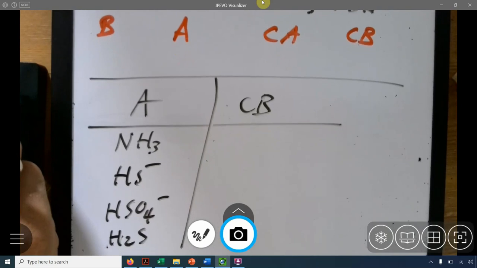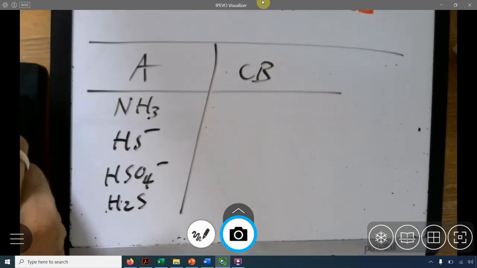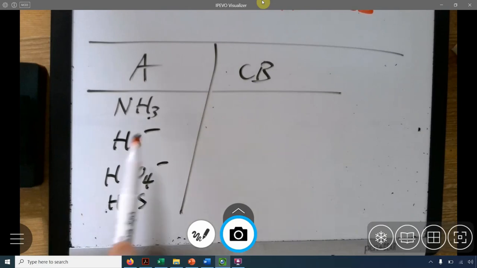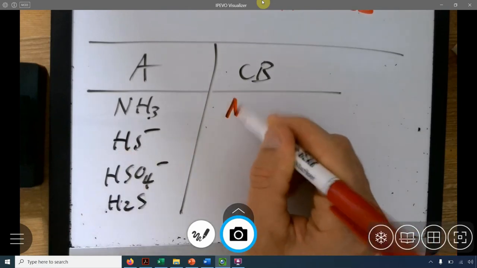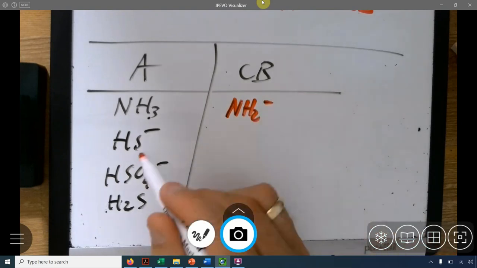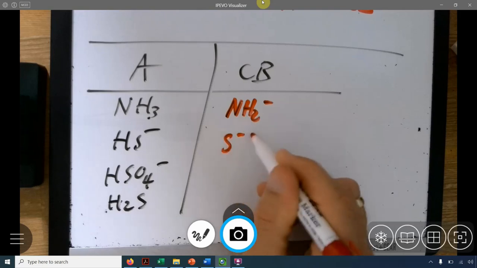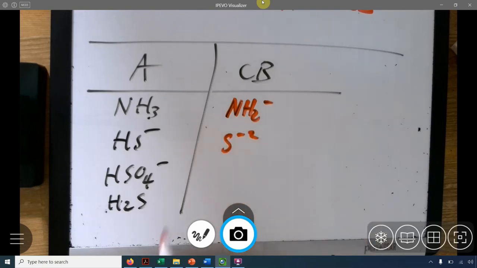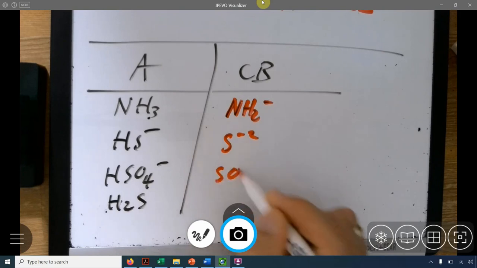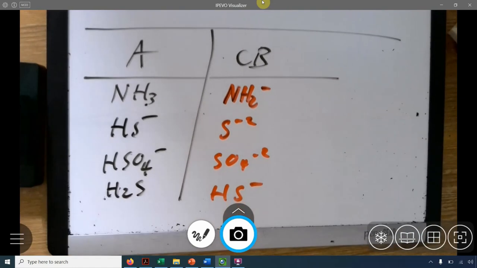Let's look at this example. I'm giving you acids, and I want you to tell me what the conjugate bases are. That's all this is really asking. Acids donate H pluses, so what happens when an H plus goes away? Well, this becomes NH2 minus. This becomes, one H plus goes away, so this becomes S minus 2. This becomes SO4 minus 2. And here I get HS minus. And that's about it.